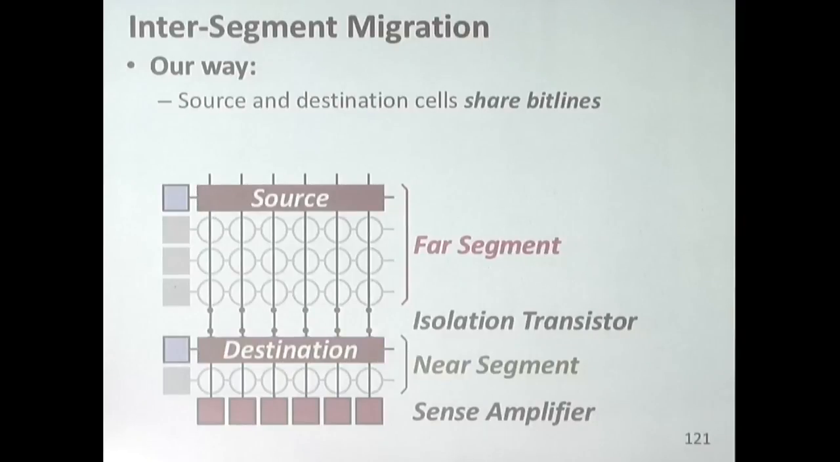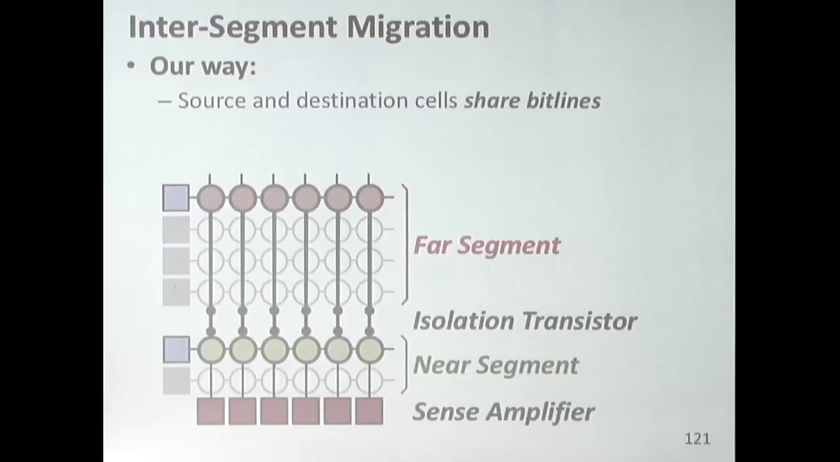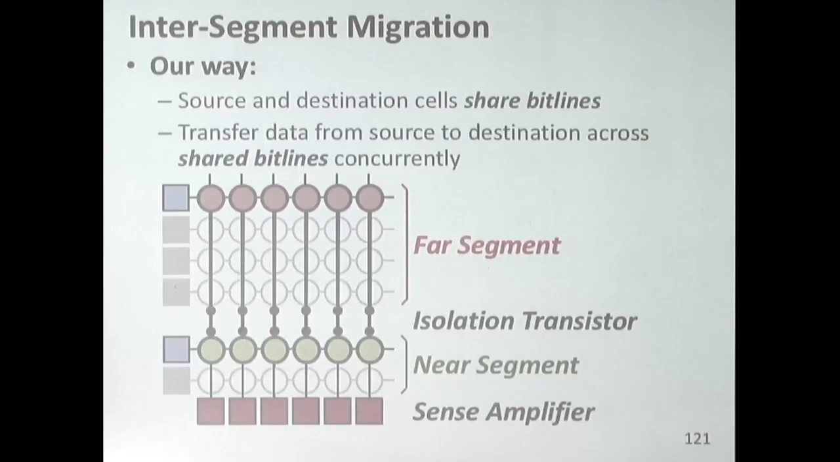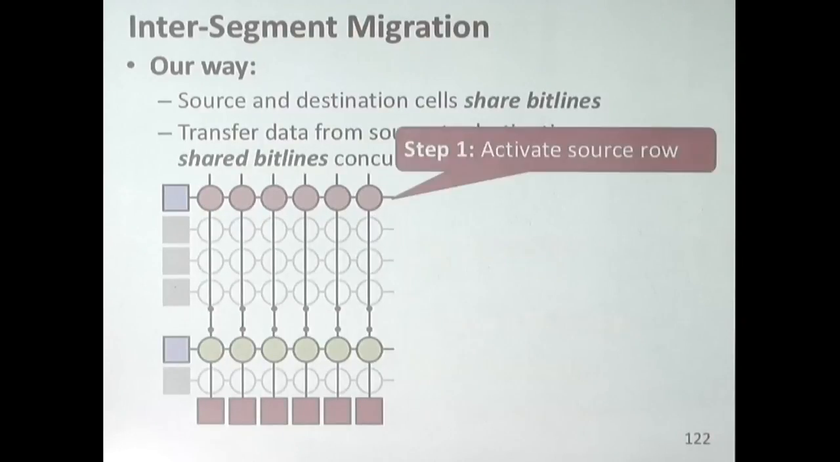If you connect the source to the destination directly, almost directly, you could enable a very high bandwidth copying mechanism inside the subarray. I'll finish in a couple of minutes, almost. Basically, that's the idea: transfer from the source to the destination across the shared bit lines concurrently. How do you do that? Let me give you the idea.